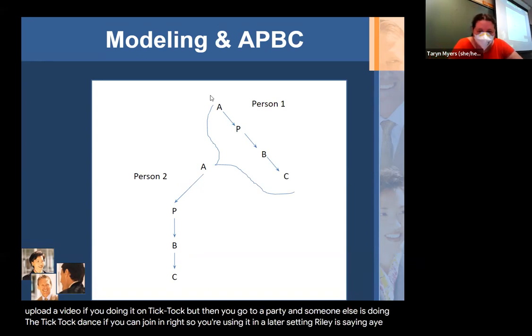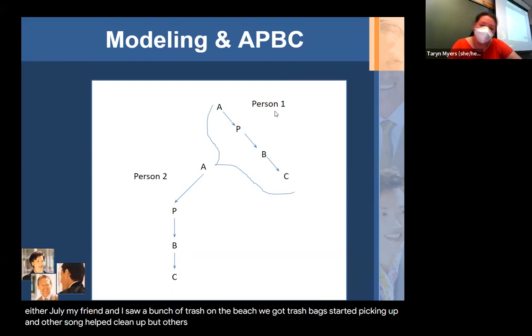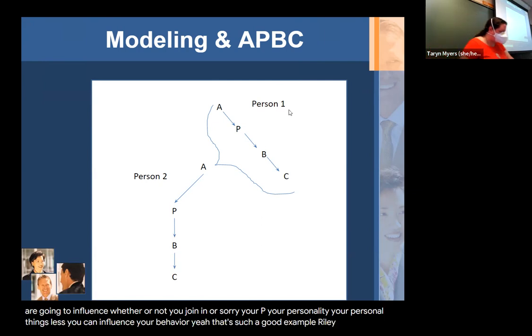Riley is saying online, on 4th of July, my friend and I saw a bunch of trash on the beach. And we got trash bags, started picking up, and others saw and helped clean up. But others walked away. Yeah, and then your beliefs are going to influence whether or not you join in. Or sorry, your P, your personal things, can influence your behavior. Yeah, that's such a good example, Riley.